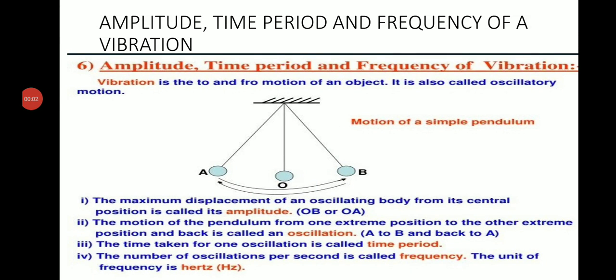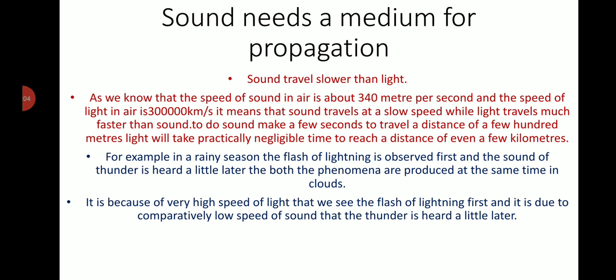Hello students, in our previous video we discussed that sound is a form of energy which produces a sensation of hearing in our ears, and sound is produced because of vibration. We know that vibration is a rapid back and forth or to and fro movement of a body about its mean position. So sound is produced by vibration made by a vibrating body.